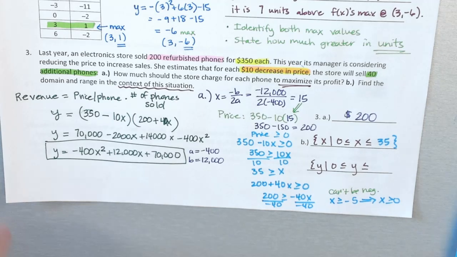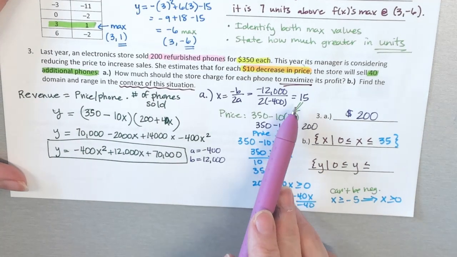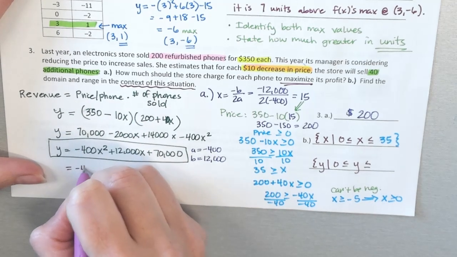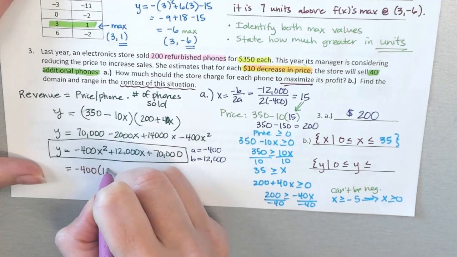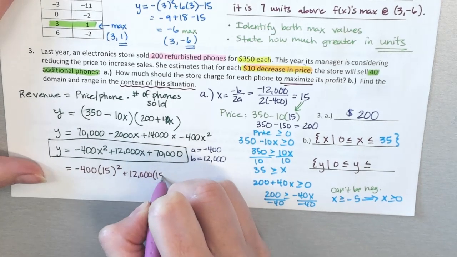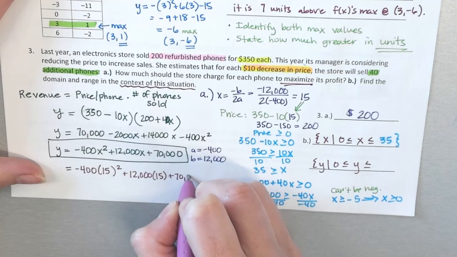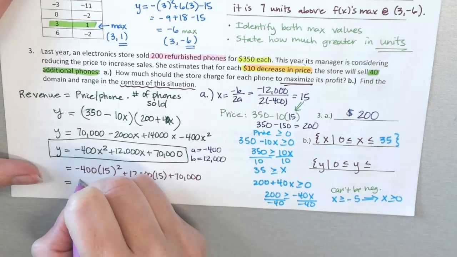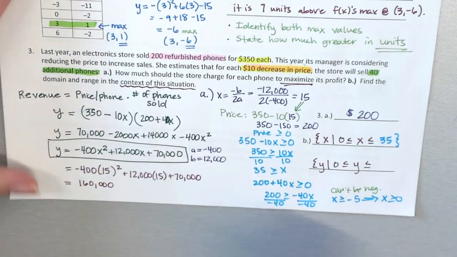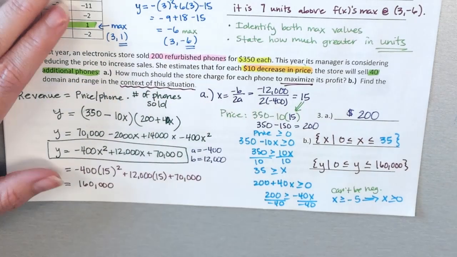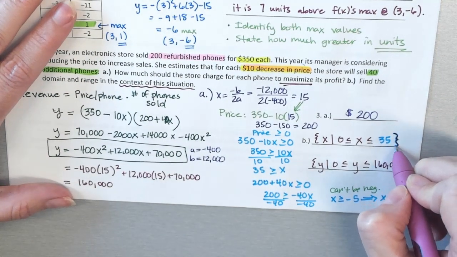Okay, for your y value, to find what the biggest y value is, you just have to plug 15 into your equation. And again, that's something that you can do with your calculator. Okay, and then after you substitute, you should get 160,000. And that is going to be the second part of your range.